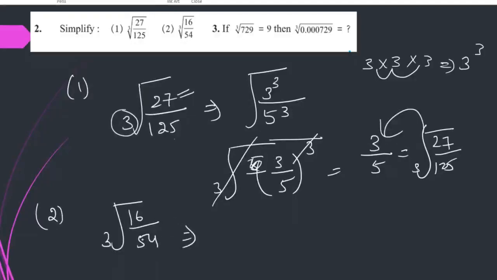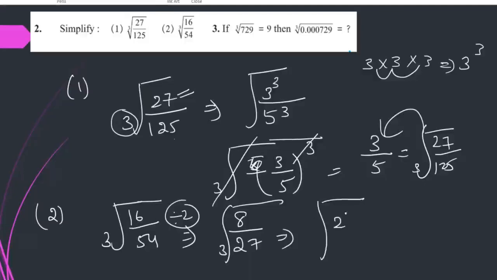Here it is not a perfect cube number. What can we do? Just divide and see. Both the numbers will go in the 2 table. Just divide. How many times will 16 go? 8 times. How many times will 54 go? It will go 27 times. Now check whether both are perfect cube numbers.